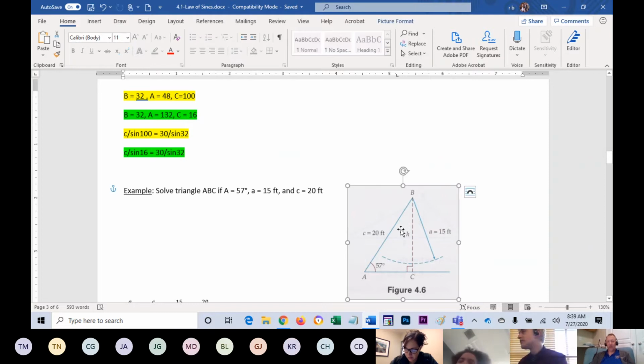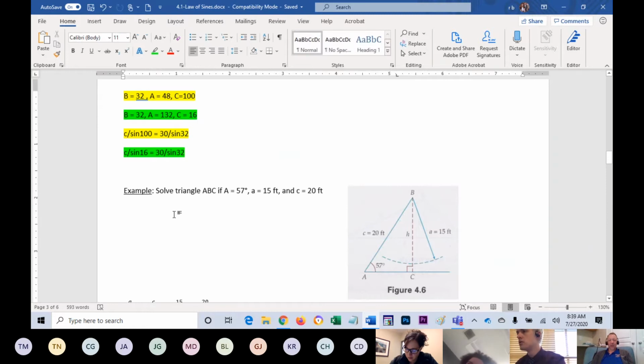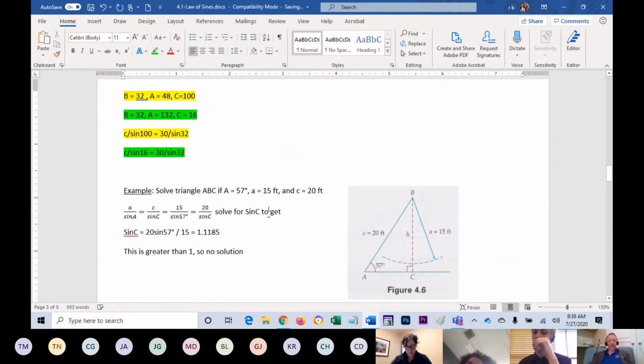So assuming you don't have this picture and you don't know that this is an impossible triangle, if we use the law of sines, the sine of C is going to be 20 times the sine of 57 degrees over 15, which equals 1.1185. Well, obviously the sine of C cannot be greater than 1.